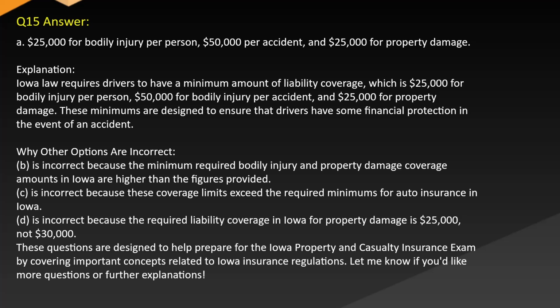While the other options are incorrect, B is incorrect because the minimum required bodily injury and property damage coverage amounts in Iowa are higher than the figures provided. C is incorrect because these coverage limits exceed the required minimums for auto insurance in Iowa. D is incorrect because the required liability coverage in Iowa for property damage is $25,000, not $30,000.